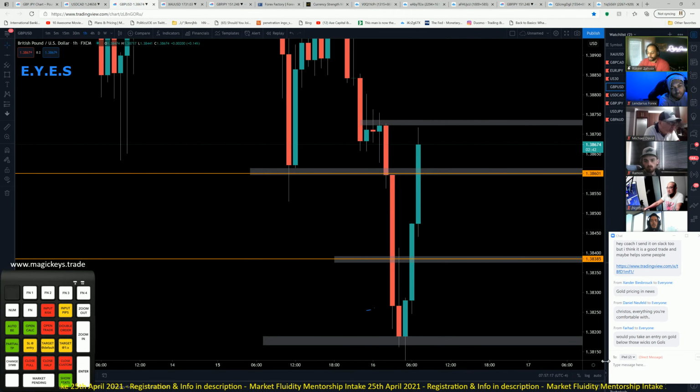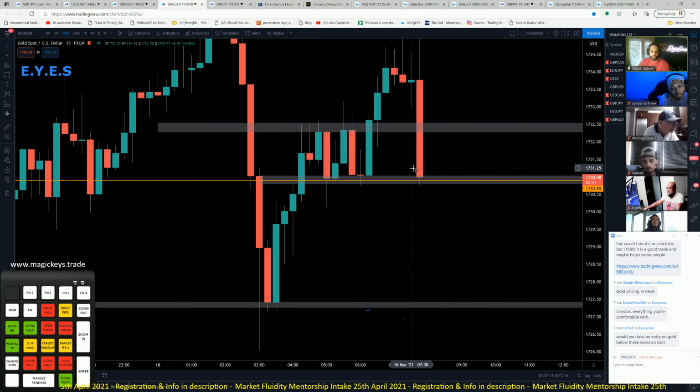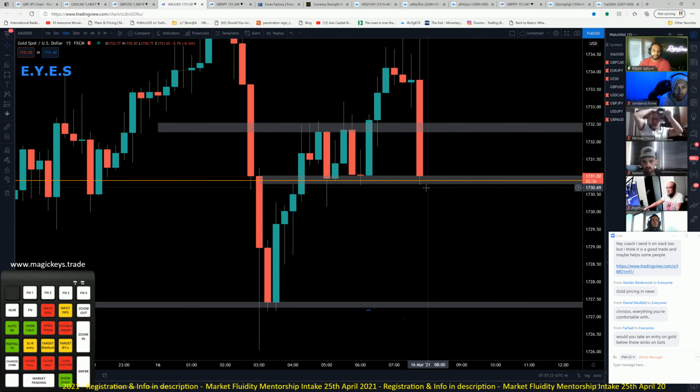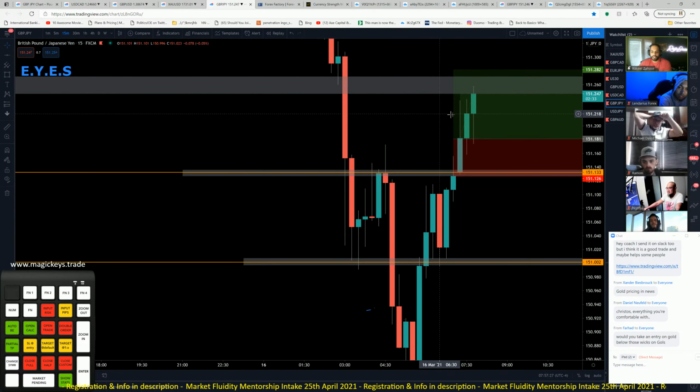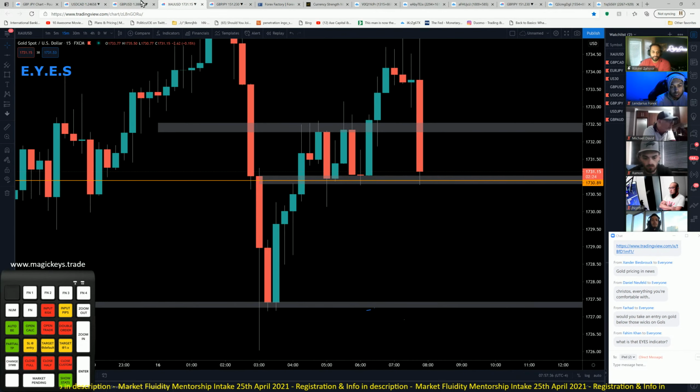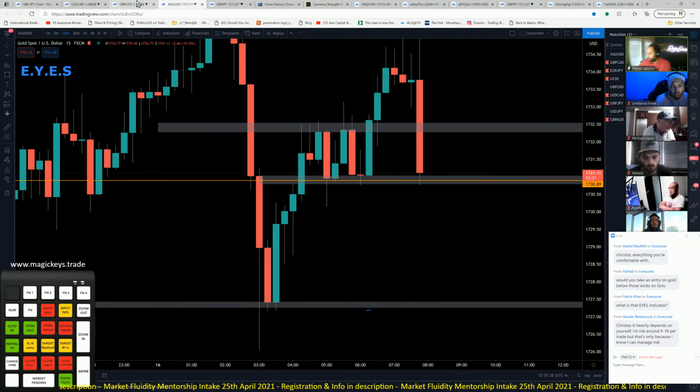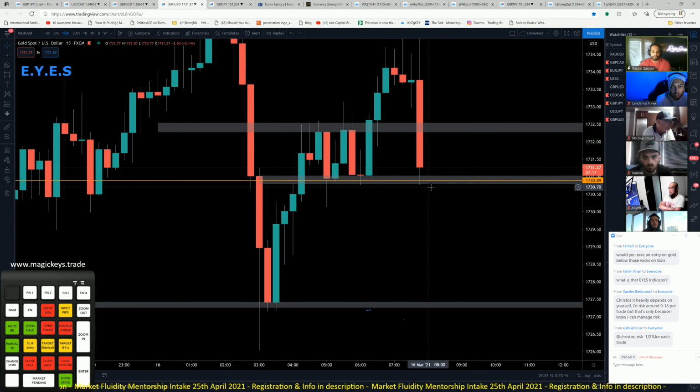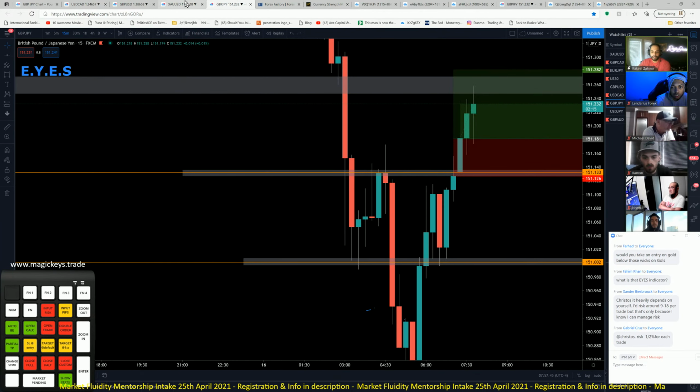Would you take an entry on gold below these wicks on gold? I don't know. Possibly not. Probably no. I think after this trade is done on pound yen, that's it. I'm going to call it a day after that, whatever the outcome is. If the outcome is break even, so be it. But we'll see how price sets itself up before retail sales data.